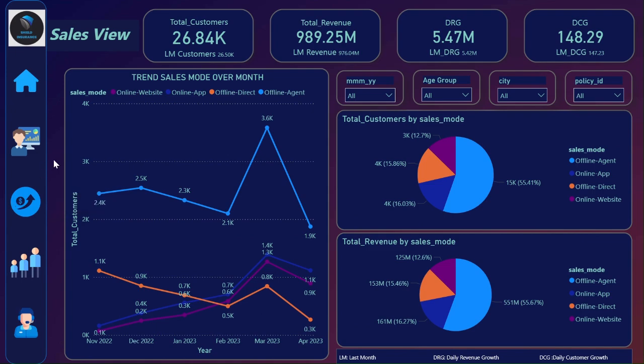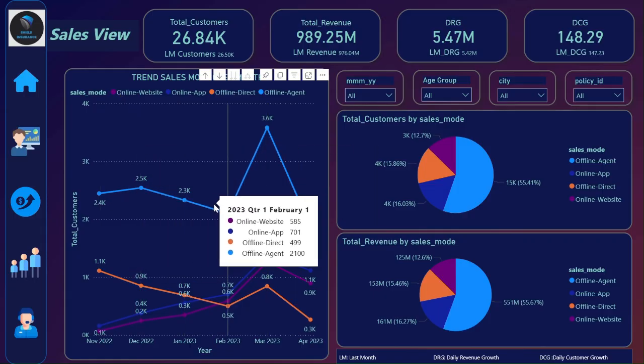In the sales view, we analyze the performance from the perspective of sales mode. The total customers is 26,840,000, total revenue 989.25 millions, DRG daily revenue growth 5.47 million, and DCG daily customer growth 148.29. This is the trend analysis. We see the blue line is the offline agent, and the lowest is the online website.